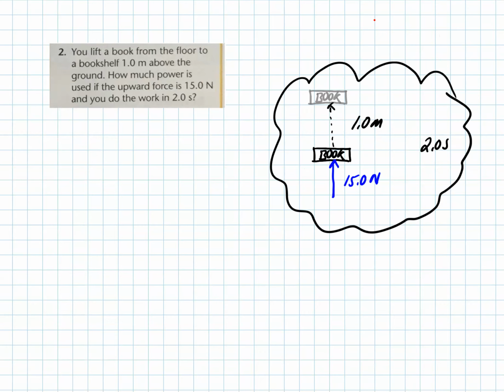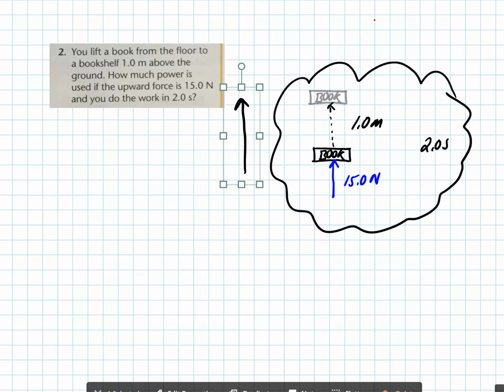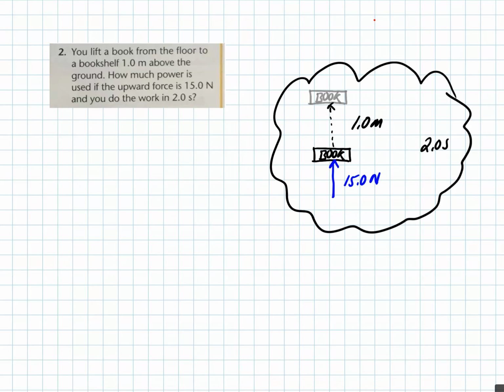All right, let's look at the second problem. You lift a book from the floor to a bookshelf 1 meter above. So you're going 1 meter above, and you push with 15 newtons of force. That's like 4 pounds. And it takes you 2 seconds to do that, so you're in no rush. So let me get rid of this arrow here. All right, so I made my little sketch because I always think that's helpful.